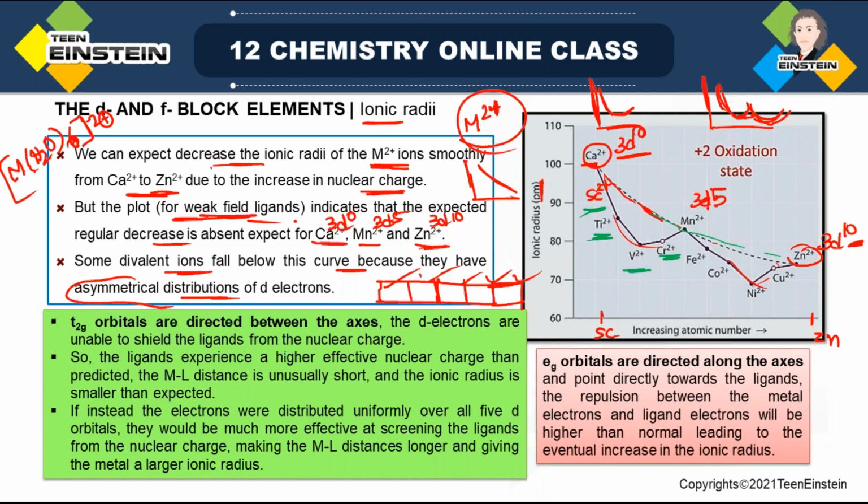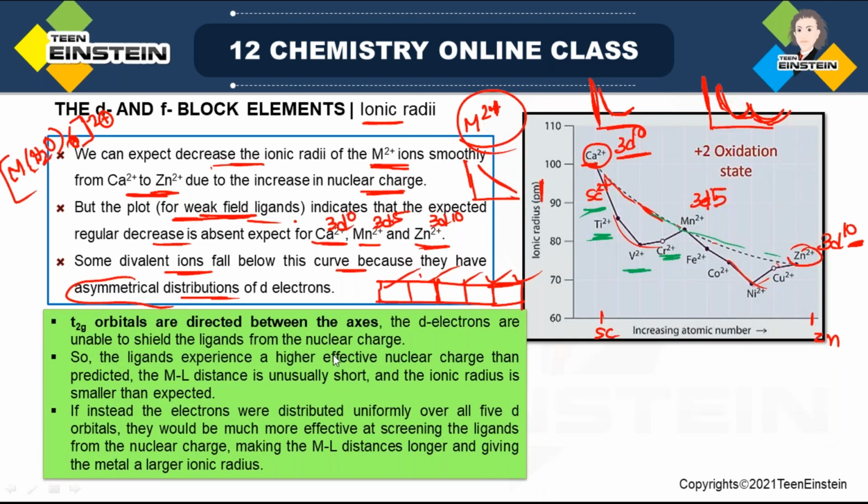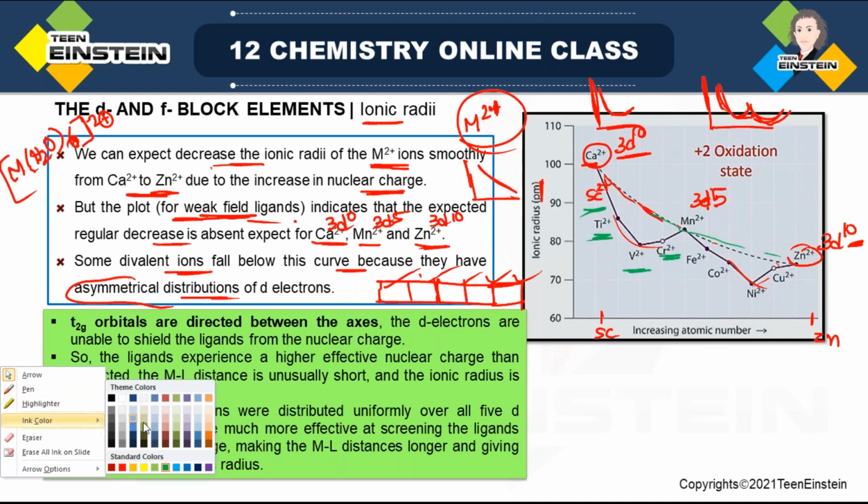Now we will see what is written here. The T2G orbitals are directed between the axes. That is, the lobes are directed between the axes, right?